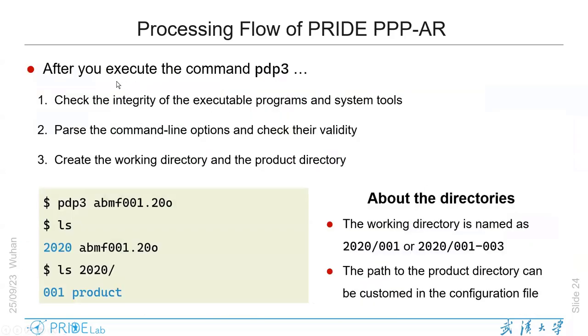After you type the pride-pppar command, the program will check and interpret the options that you give it, and then it will create a working directory for your process. The working directory has a name that follows the format of year and day of year, as in the video demo. Inside the year directory, there is another directory called product, which contains the products for further processing.